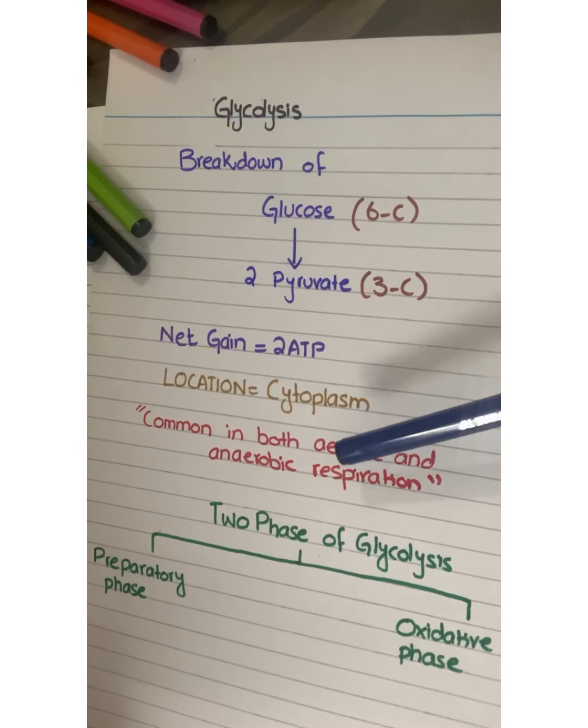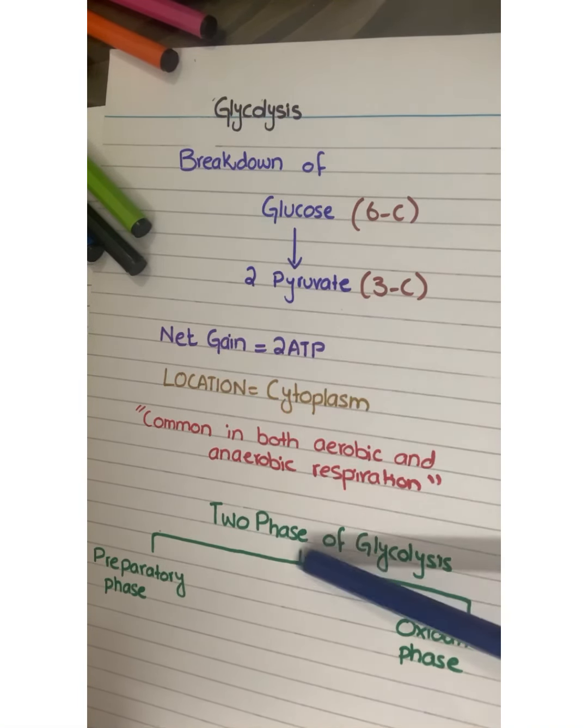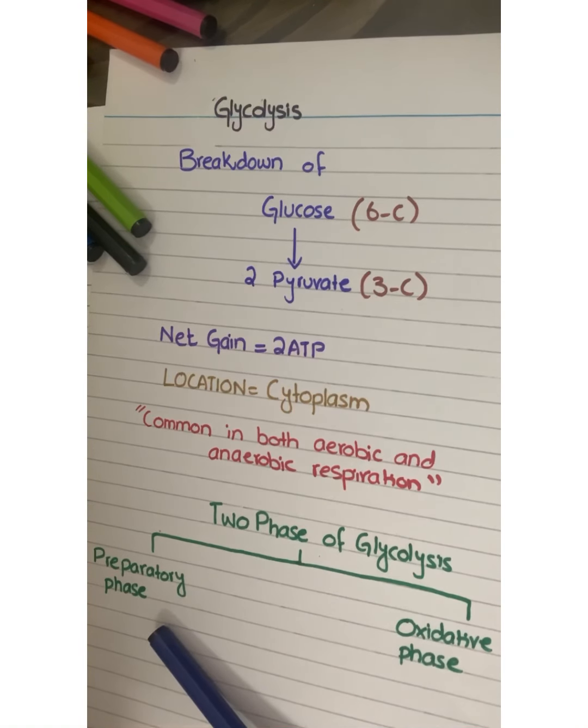Aerobic respiration involves oxygen and the mitochondria, whereas anaerobic respiration doesn't need oxygen and mitochondria. There are basically two phases of glycolysis. One is the preparatory phase and the other one is the oxidative phase. We will discuss these phases along with the steps of glycolysis.